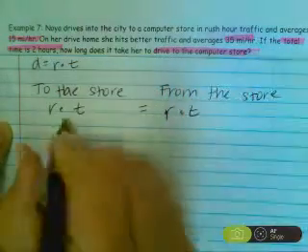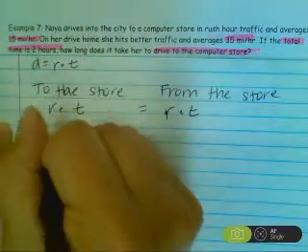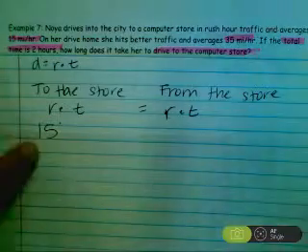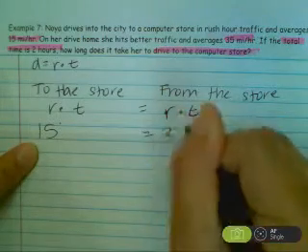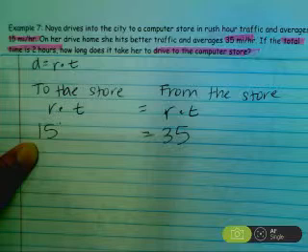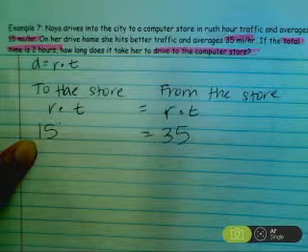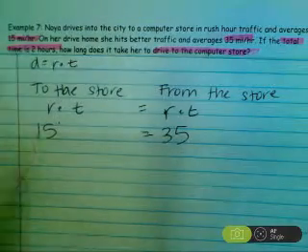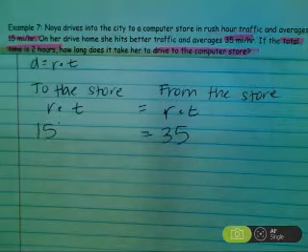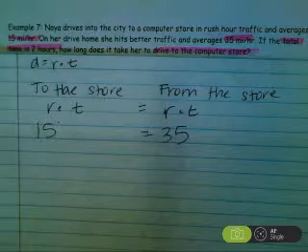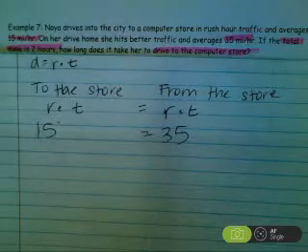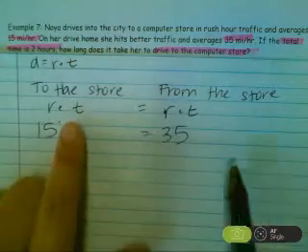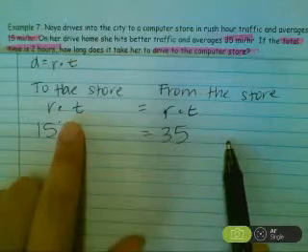Now, I know that my rate to the store was slow because it was rush hour traffic. It was 15 miles per hour. I know my rate on the way home was much faster, so it was 35 miles per hour. I don't know the difference between my two times, but I do know the total time is 2 hours. If I add the two different times together, I am going to get 2 hours.